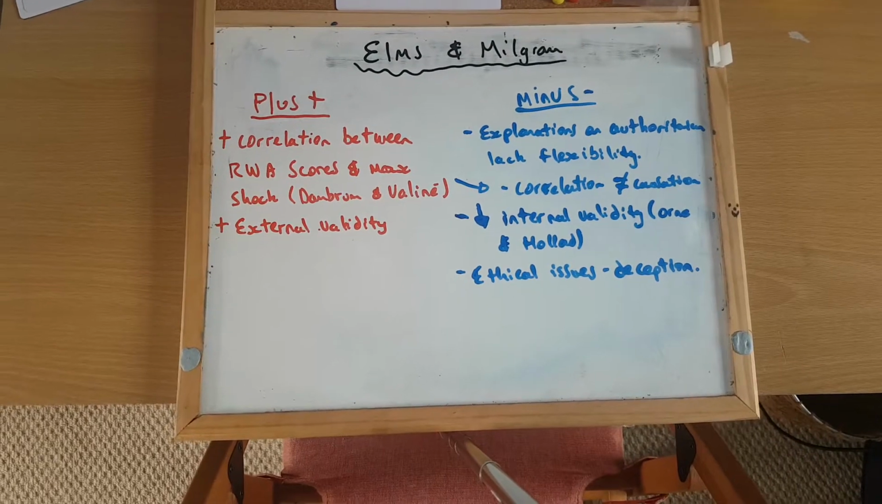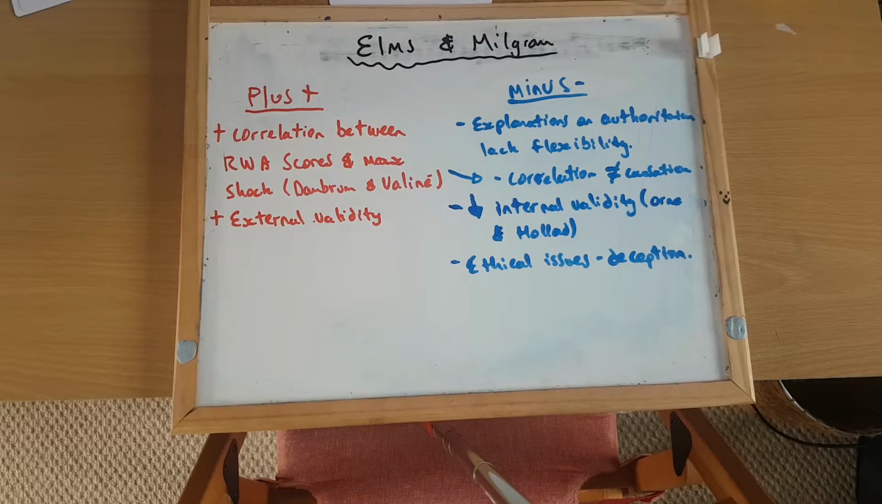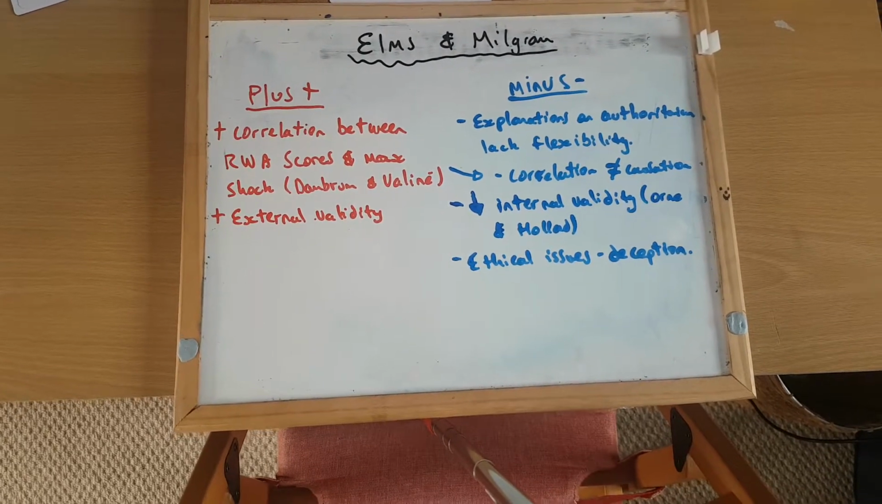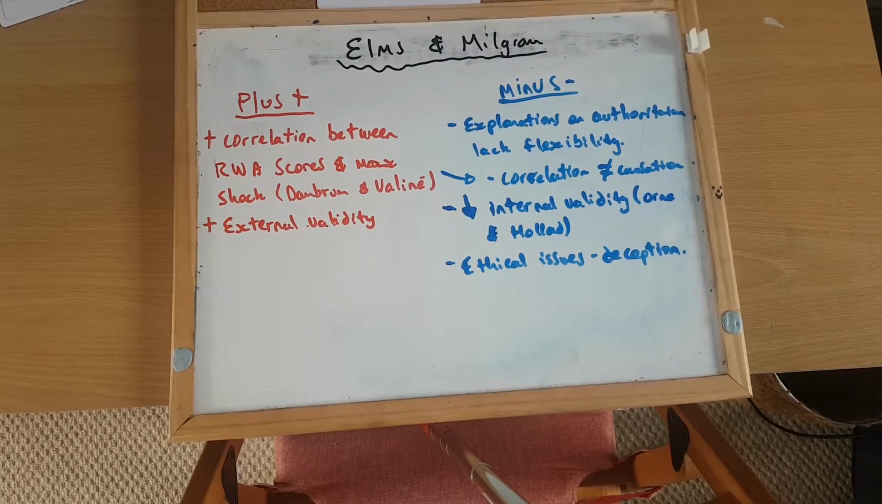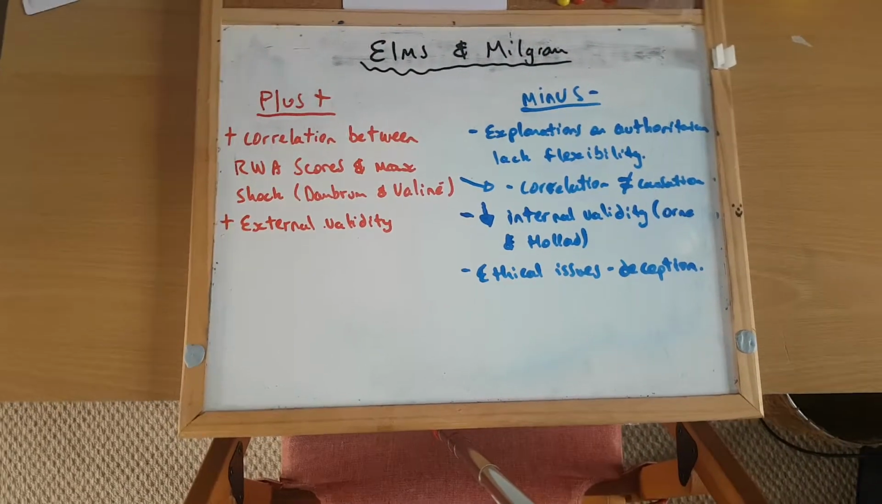Now we're going to take a look at the study of Elms and Milgram, part of the social influence topic in AQA psychology A level, that is, sorry. So let's look at the pluses.